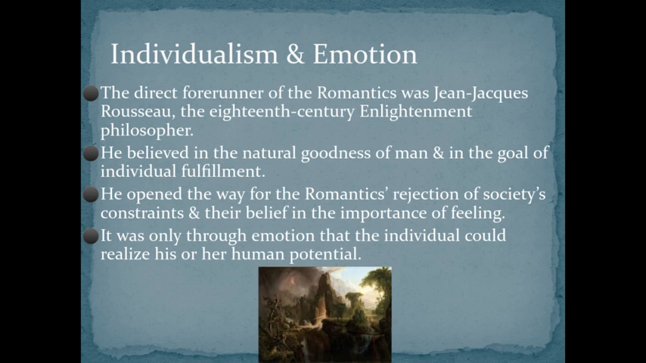The direct forerunner of the romantics was Jean-Jacques Rousseau, the 18th century Enlightenment philosopher. He believed in the natural goodness of man and in the goal of individual fulfillment. He opened the way for the romantics' rejection of society's constraints and their belief in the importance of feeling. And it was only through emotion, according to him, that the individual could realize his or her human potential. So these folks are all about being an individual, showing their emotions, no matter how extreme. Honestly, the more extreme, the better for them.